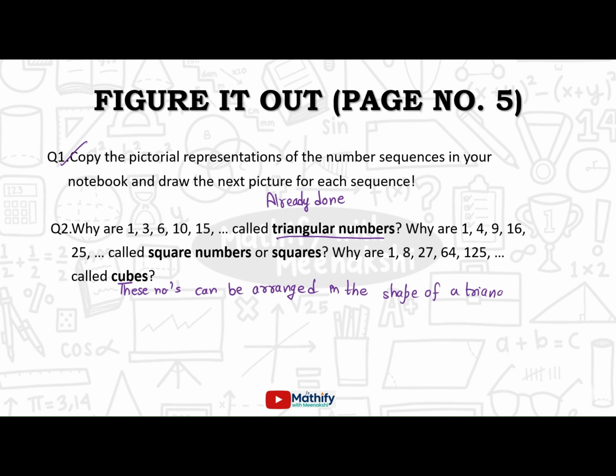And that's why they're known as triangular numbers. For the second, for square numbers, you will write these numbers and they form a perfect square shape, and that's why they are known as square numbers. For cubes, again, you will write these numbers and they form a perfect cube shape, and that's why they're cube numbers.